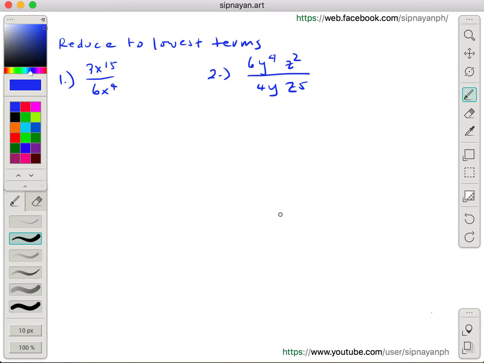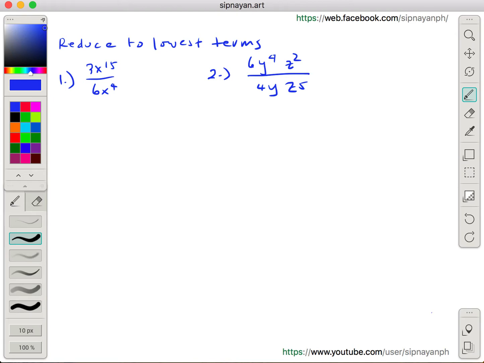Kung pinapanood niyo yung mga previous videos natin, ang ginawa natin ay i-explain kung ano ba ibig sabihin ng reducing rational numbers and rational expressions to lowest terms. And itutuloy natin yan dito.